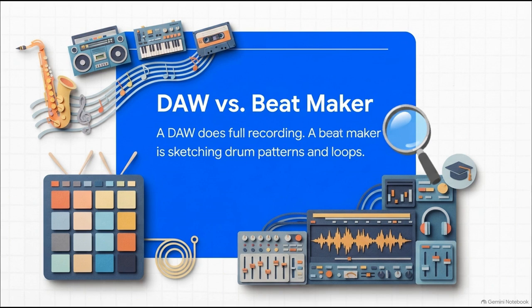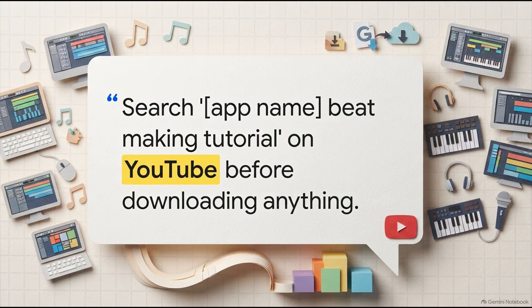exactly what you're downloading. Okay, here is a massive quick win for you. Before you spend hours downloading gigabytes of software, just do a simple YouTube search for an app's beatmaking tutorial. Seriously, just watching a 5-minute video of someone actually building a beat inside the software's interface will tell you instantly if that workflow clicks with you. It is without a doubt the best shortcut you can possibly take.